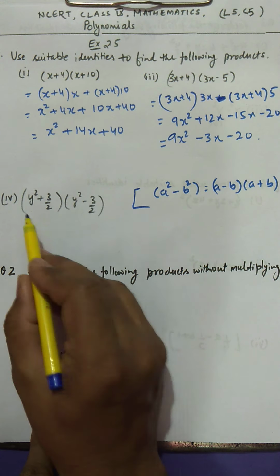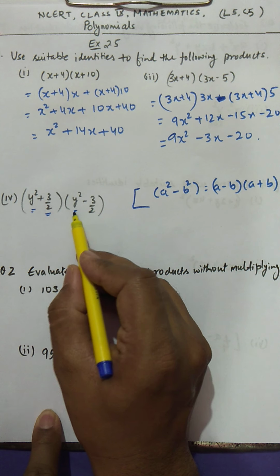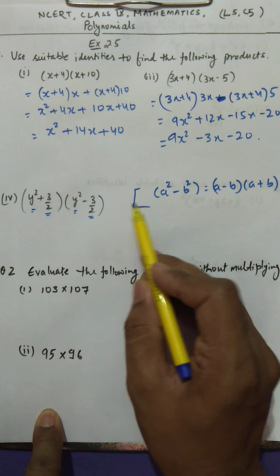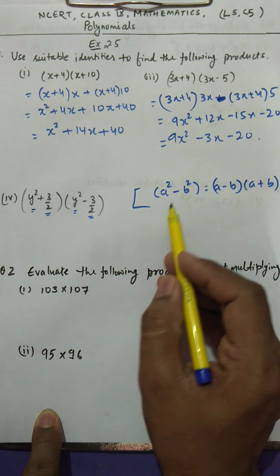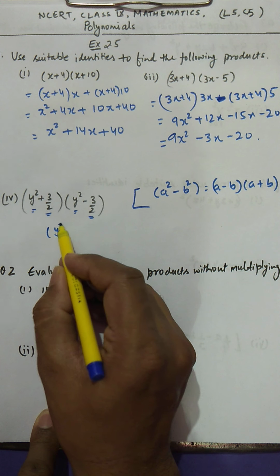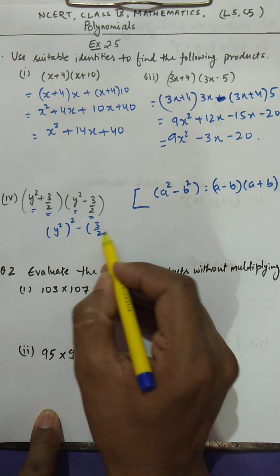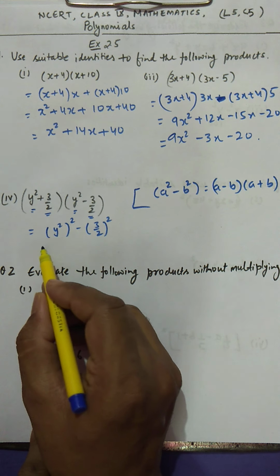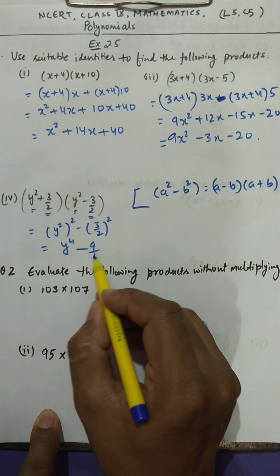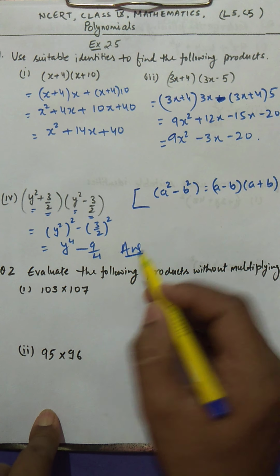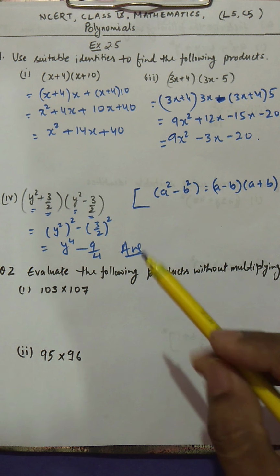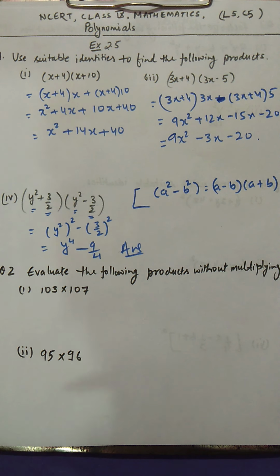So you see, this is a, this is b, this is a, this is b. So a, here you can see this is y square, and b is 3 by 2. So according to this identity, this will become y square whole square minus 3 by 2 whole square. That can be simplified. This is y to the power 4, and this will become, 3 square is 9, and 2 square is 4. So this way you can answer. But if you are trying with the help of distributive law, you will get the same answer. So no issue, you can use identity or distributive law also.